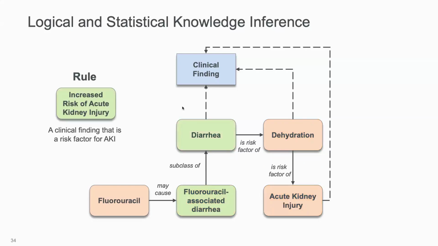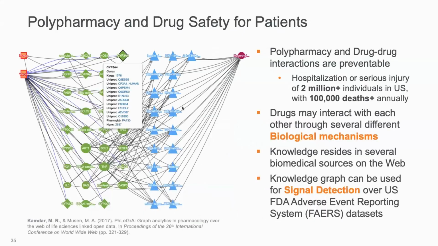Similarly, you can have rules such as identifying patients that are at an increased risk of acute kidney injury, and you can define this rule. That is, this rule identifies patients that exhibit any clinical finding that is a risk factor for acute kidney injury. So in this case, any patient with fluorouracil-associated diarrhea or diarrhea may be tagged to be at an increased risk. Similarly, you can have statistical inference using a knowledge graph.